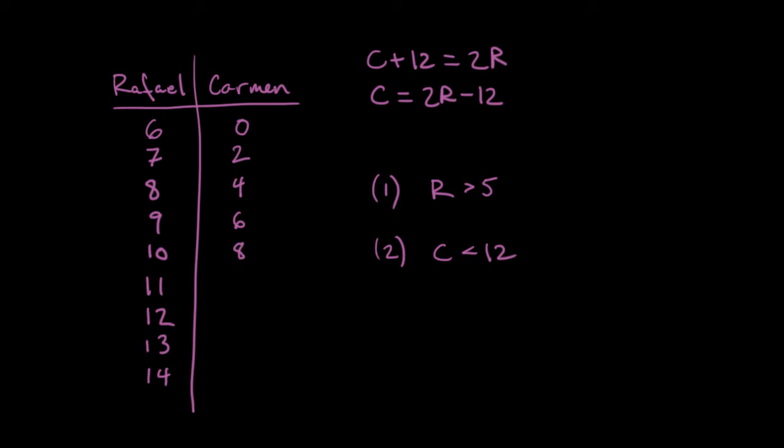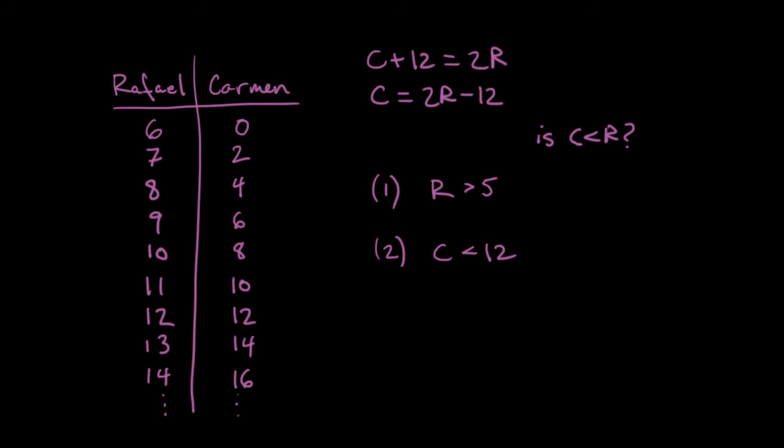And now you can see there's a pattern. They're just going up by 2 each time for Carmen's tapes. So I've made my chart, and it's going to go on like this forever. And now I'm going to look at statement 1, which tells me r is greater than 5. Well, the question asks, who has more tapes? Right? It asks, is Carmen less than Raphael? So essentially, who has more tapes?